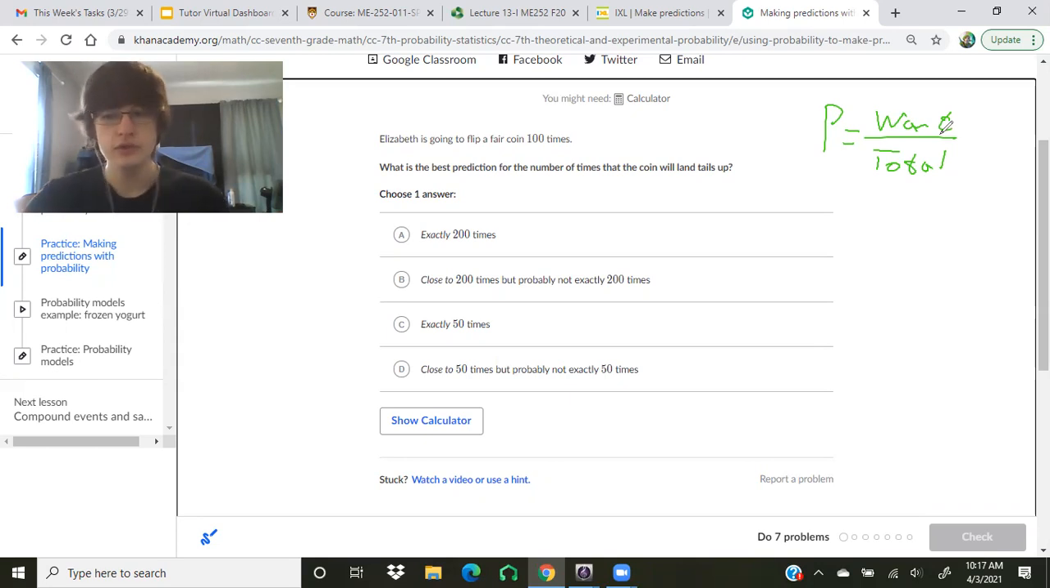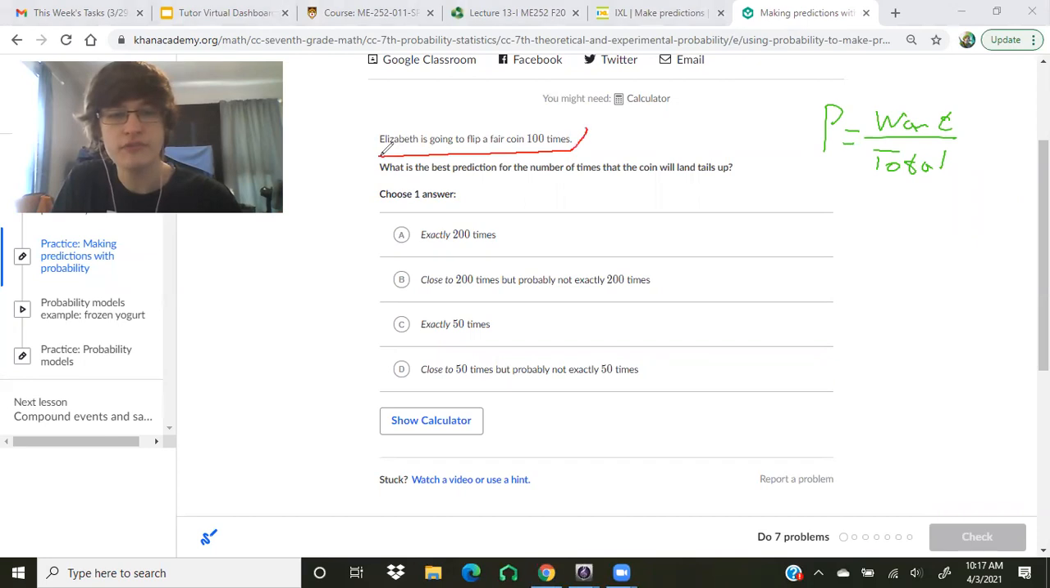So, using that, let's look at this first problem. Elizabeth is going to flip a fair coin 100 times. Fair coin just means it's a regular coin. There's no trickery going on or anything. So what is the best prediction for the number of times the coin will land tails up?